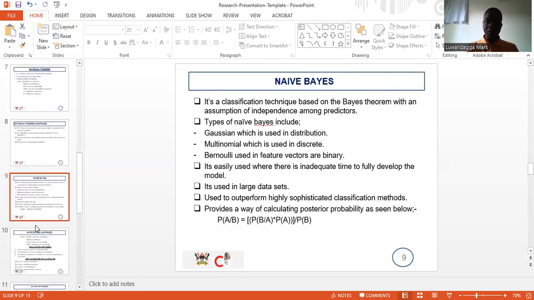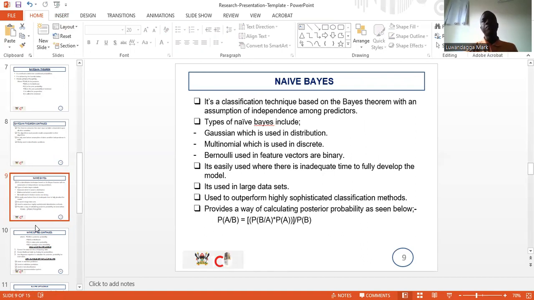It's a classification technique based on the Bayes theorem with an assumption of independence among predictors. Types of naive Bayes include Gaussian, which is used in distribution, and multinomial, which is used in discrete data, and Bernoulli, used in feature vectors where they are binary. It's easily used where there is inadequate time to fully develop the model. It's used in large data sets, can outperform highly sophisticated classification methods, and is used in calculating posterior probability. From their formula, they are all related.